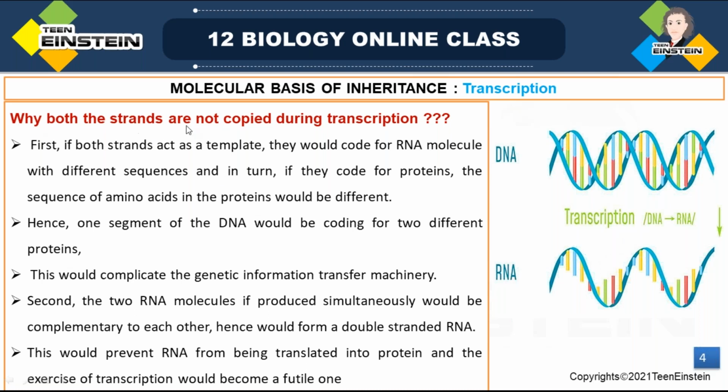Okay. So why are both strands not copied during transcription? That is the question here. First, if both strands act as a template, they would code for RNA molecules with different sequences. These two strands will code for RNA molecules with different sequences, and in turn, if they code for protein, the sequences of amino acids in the proteins would be different, and those different sequences finally will code for different proteins. Okay, that is one reason. So one segment of DNA would be coding for two different proteins, and this would complicate the genetic information transfer. So that may create confusion or problems in the genetic information transferring also.